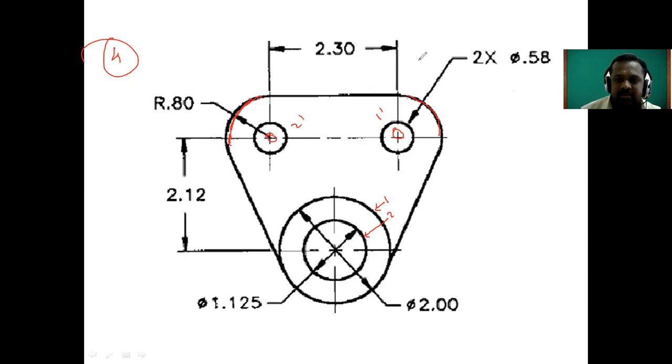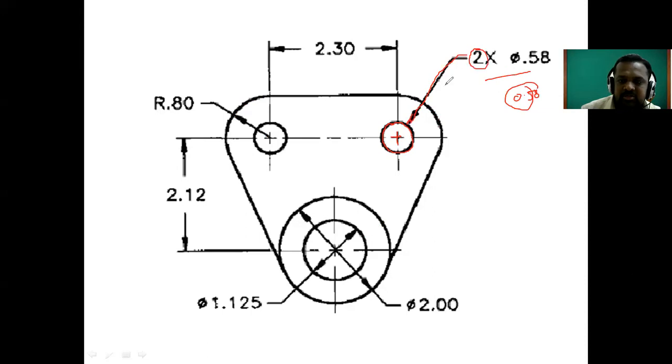See the given figure carefully. What is the diameter of the circle? First, tell me the diameter of the circle. Here they have written 2 times 0.58. Why is 2 written? Because there are 2 circles. The diameter of each circle is 0.58.